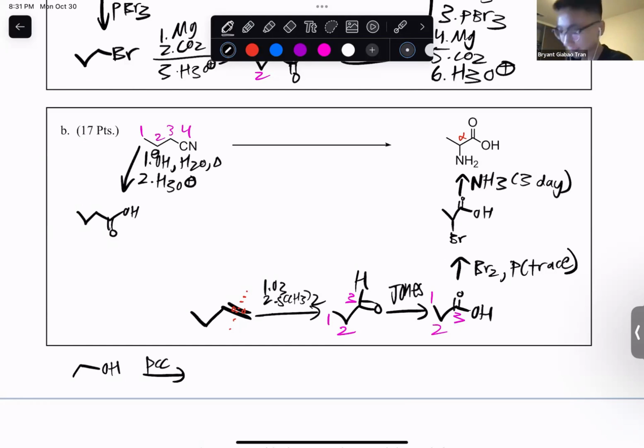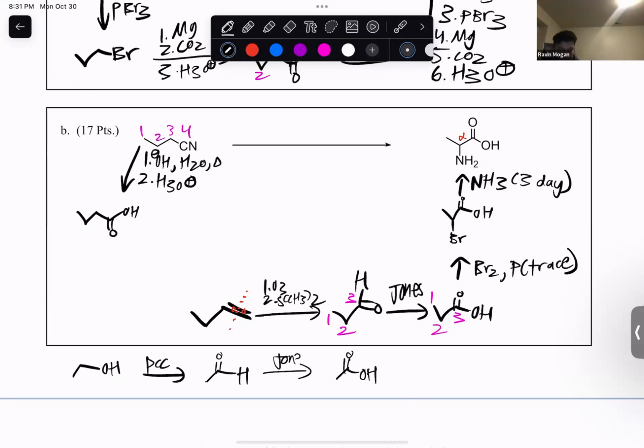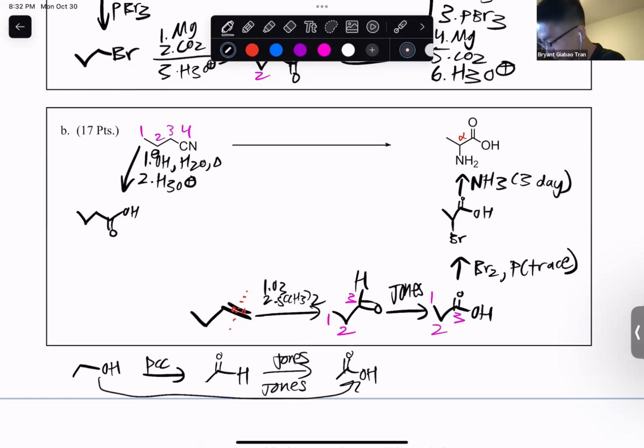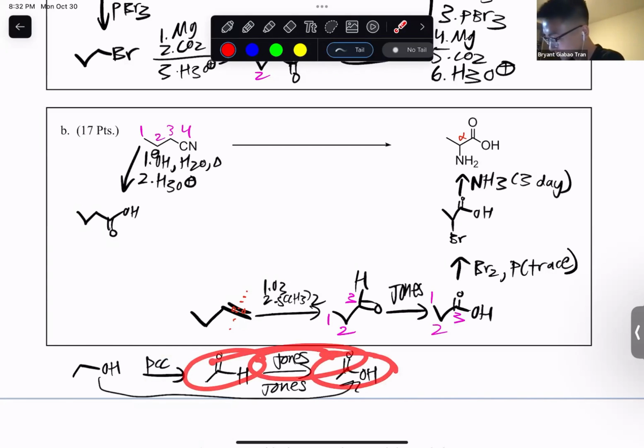What product would you get? For a primary alcohol, you get an aldehyde. If you wanted to convert this aldehyde into a carboxylic acid, you would use Jones. But instead of doing that, you could just go straight from the primary alcohol to the carboxylic acid using Jones. But if for some reason you needed this aldehyde, you could convert it into a carboxylic acid using Jones too.